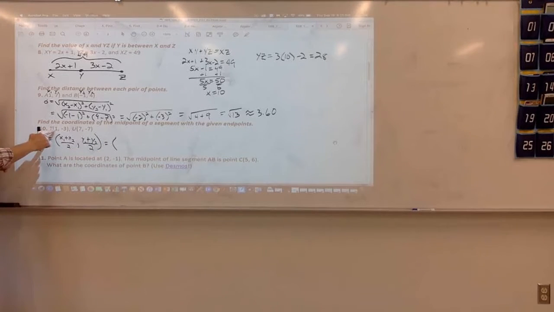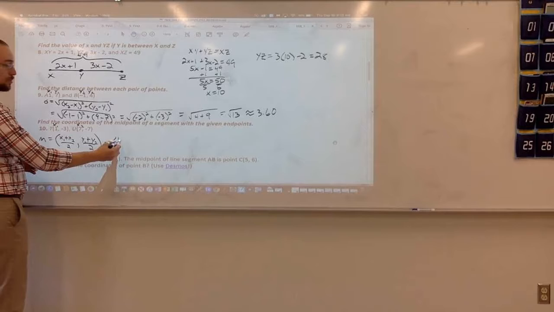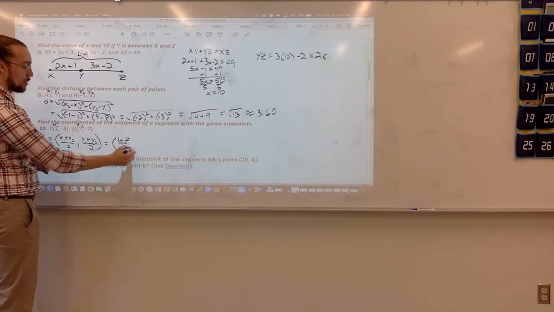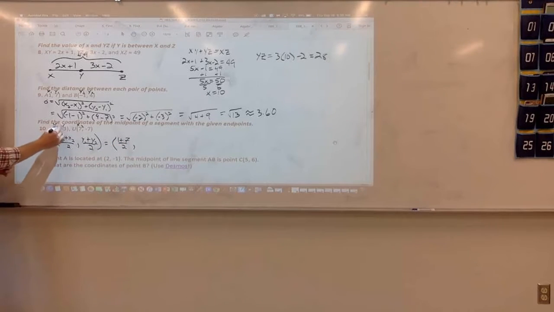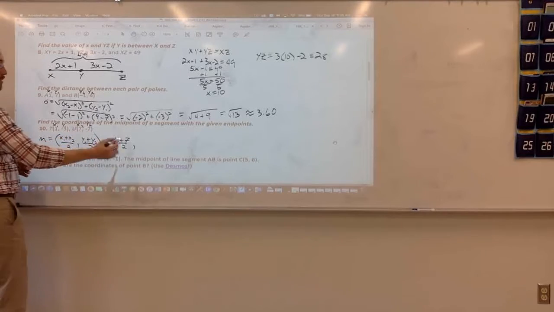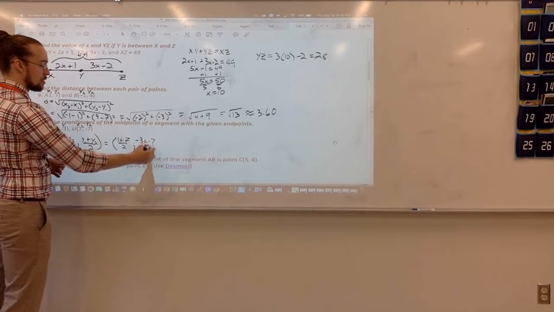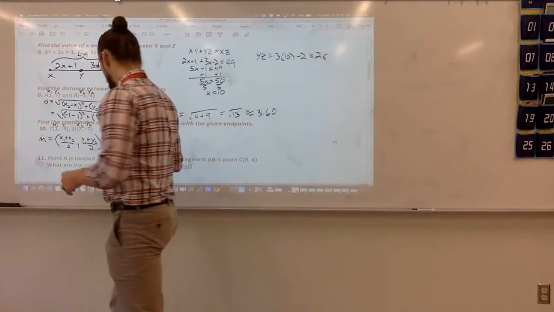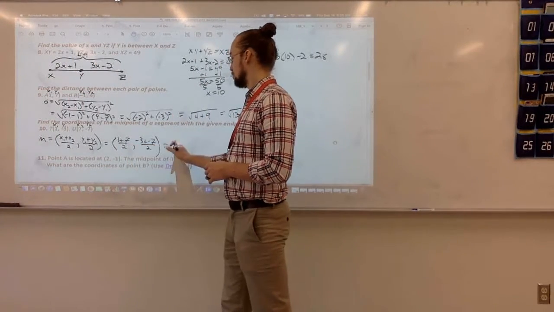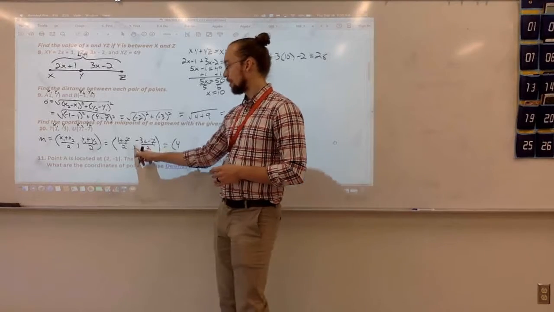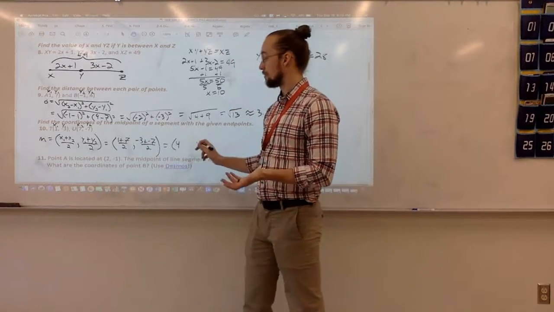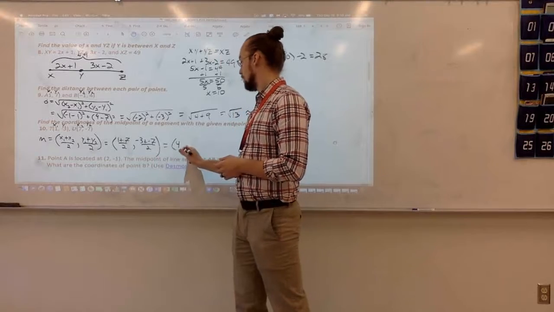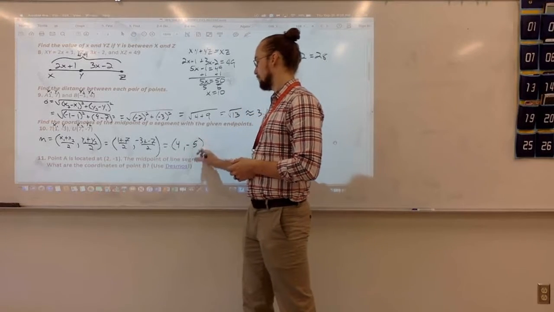So I'm just adding the two x coordinates together. So my x coordinates are 1 and 7. This is x1 and x2. So 1 plus 7 divided by 2. And then my y's are negative 3 and negative 7. So negative 3 plus negative 7 divided by 2. So 1 plus 7 is 8. 8 divided by 2 is 4. Negative 3 plus negative 7 is negative 10. Negative 10 divided by 2 is negative 5.